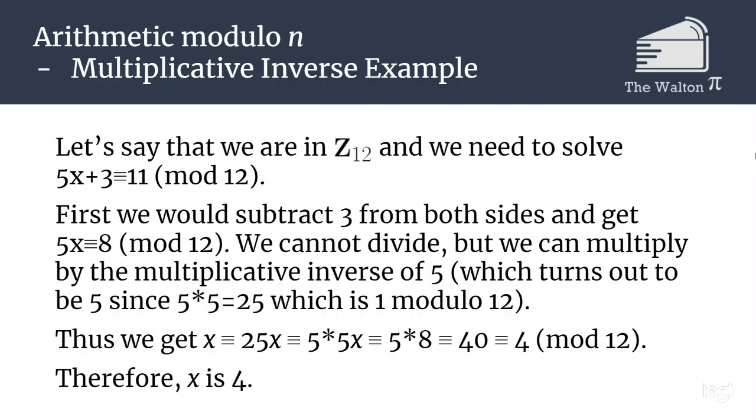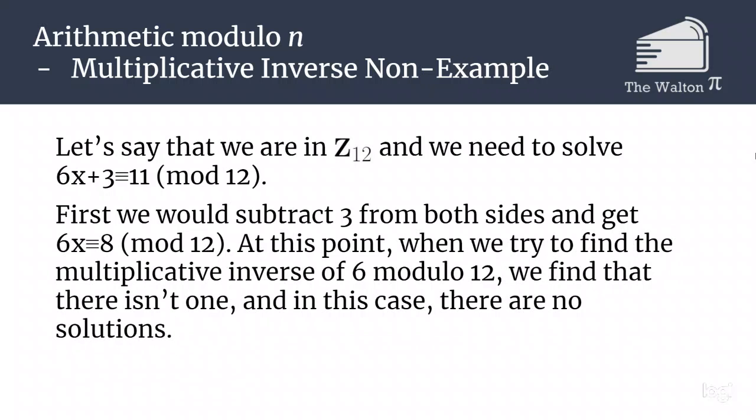We can then test that by plugging in 4, so we get 5 times 4 plus 3. That gives us 23, which is congruent to 11 modulo 12. Now here's an example which shows why we need to have multiplicative inverses to guarantee a solution.